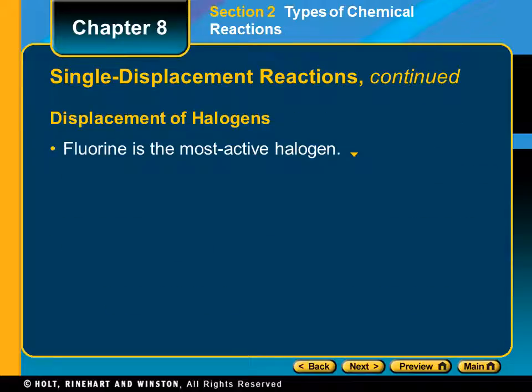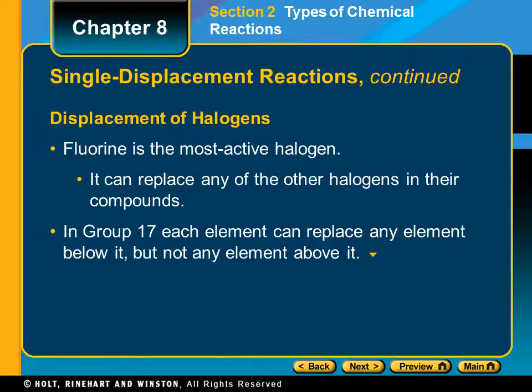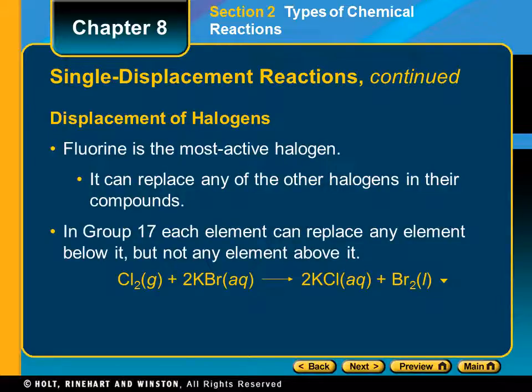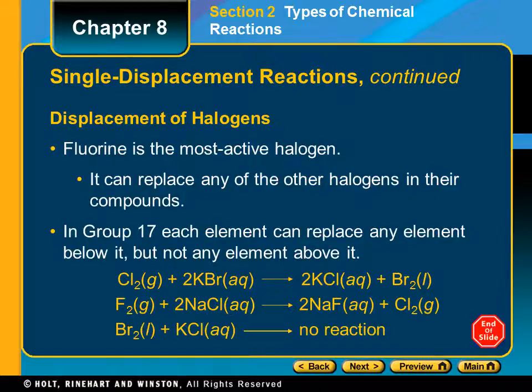Then we can talk about displacement of halogens. Fluorine is the most active halogen. It can replace any of the other halogens in their compounds. In group 17, each element can replace any element below it, but not any element above it. And this would look like this in terms of a reaction. There's an equation for that. So on and so forth, noting that Br2 plus KCl, there will be no reaction because that's above it.